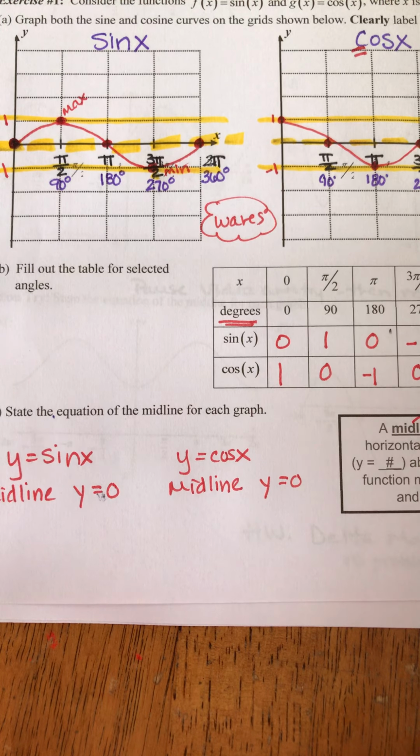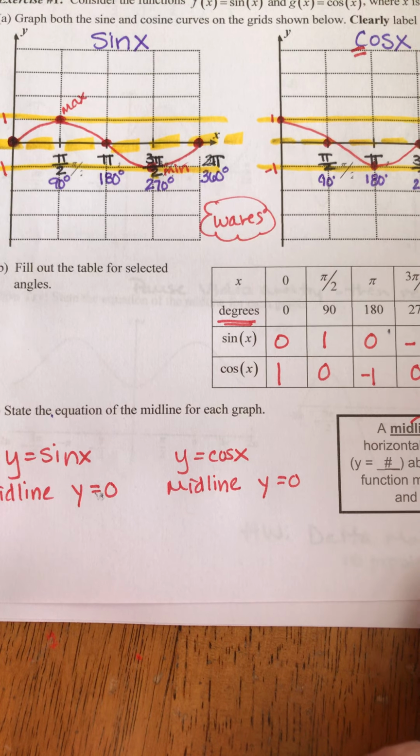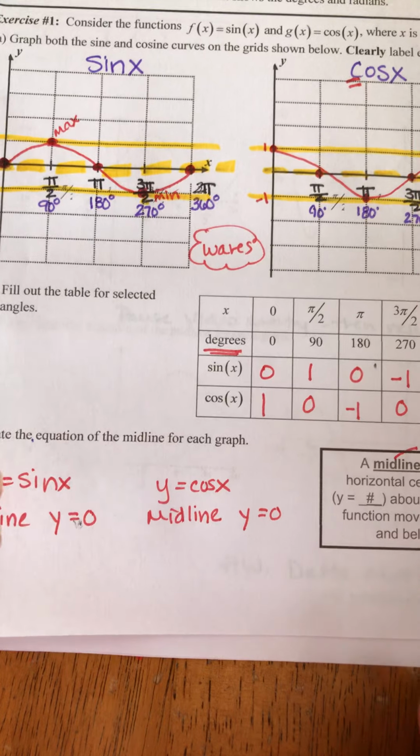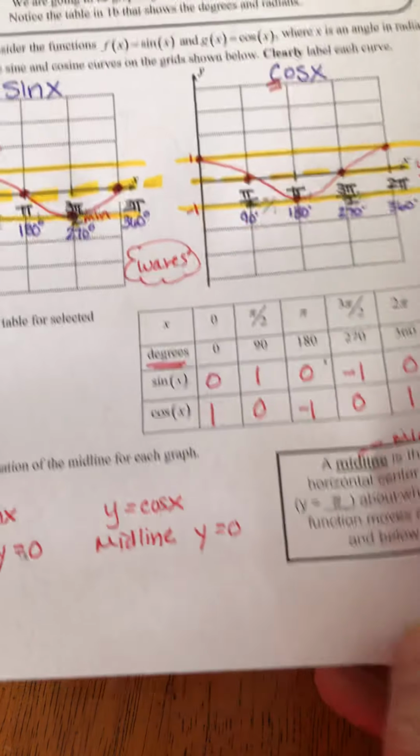Now, we're going to change things now. These are the basic graphs, but they can be transformed. They can move up and down, and they can be stretched and shrunk and things like that. So let's do some more examples when the graph gets a little bit different, okay?